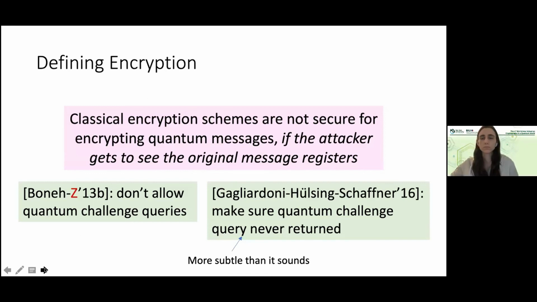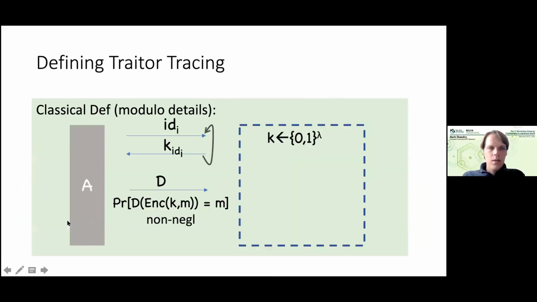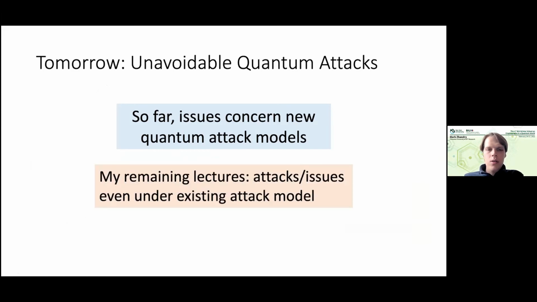Any other questions? Okay, so let me just skip to the last slide here. So far today, we've mainly focused on these issues that come from considering new attack models that might appear when you have quantum superposition attacks. So what we're going to do tomorrow for the security reduction lecture is look at issues that arise even if you don't change the attack model, but allow a quantum algorithm.